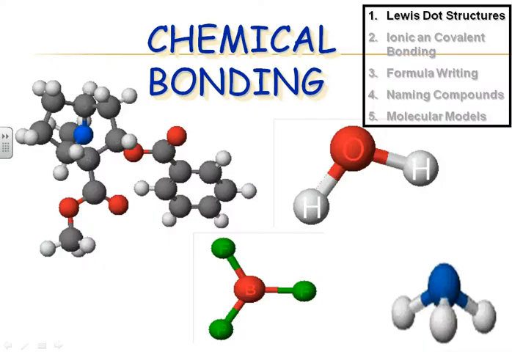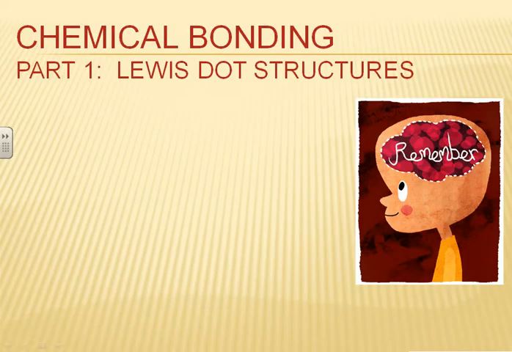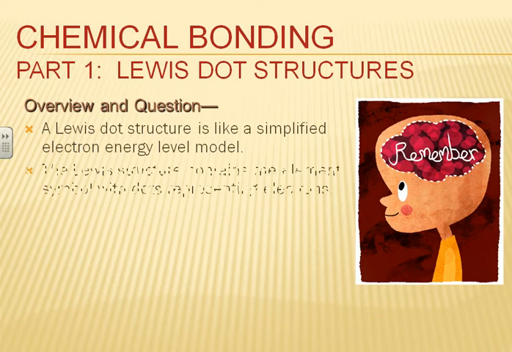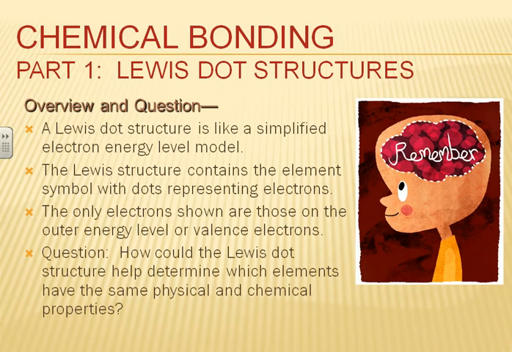Hi Chemistry. Today we're going to talk about Lewis dot structures and how they're involved in chemical bonding. We've talked about Lewis dot structures before. We've talked briefly about them in the periodic table section, and we talked about how they were all about valence electrons. Those are the electrons in the outermost shell on the Bohr model.